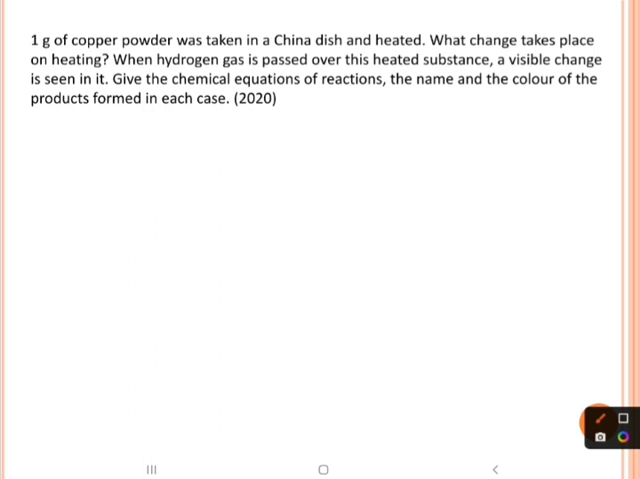What does our next question says? Next question says that 1 gram of copper powder was taken in a china dish. Now copper powder means copper solid form, and heated. Heated means it was open, so it was heated in the presence of oxygen. Let us write here copper in solid form reacted with oxygen in the gaseous form, heated. What change take place on heating? Now please see what will this reaction lead to. It will lead to the formation of copper oxide, which is solid.